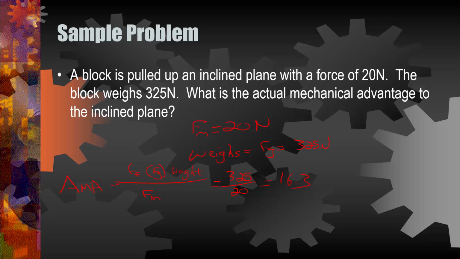Actual mechanical advantage, 16.3. Again, 325 divided by 20 gets you 16.25, but you know how we love to round to the tenths because that makes our answers so accurate. 16.3 is our answer for this sample problem.